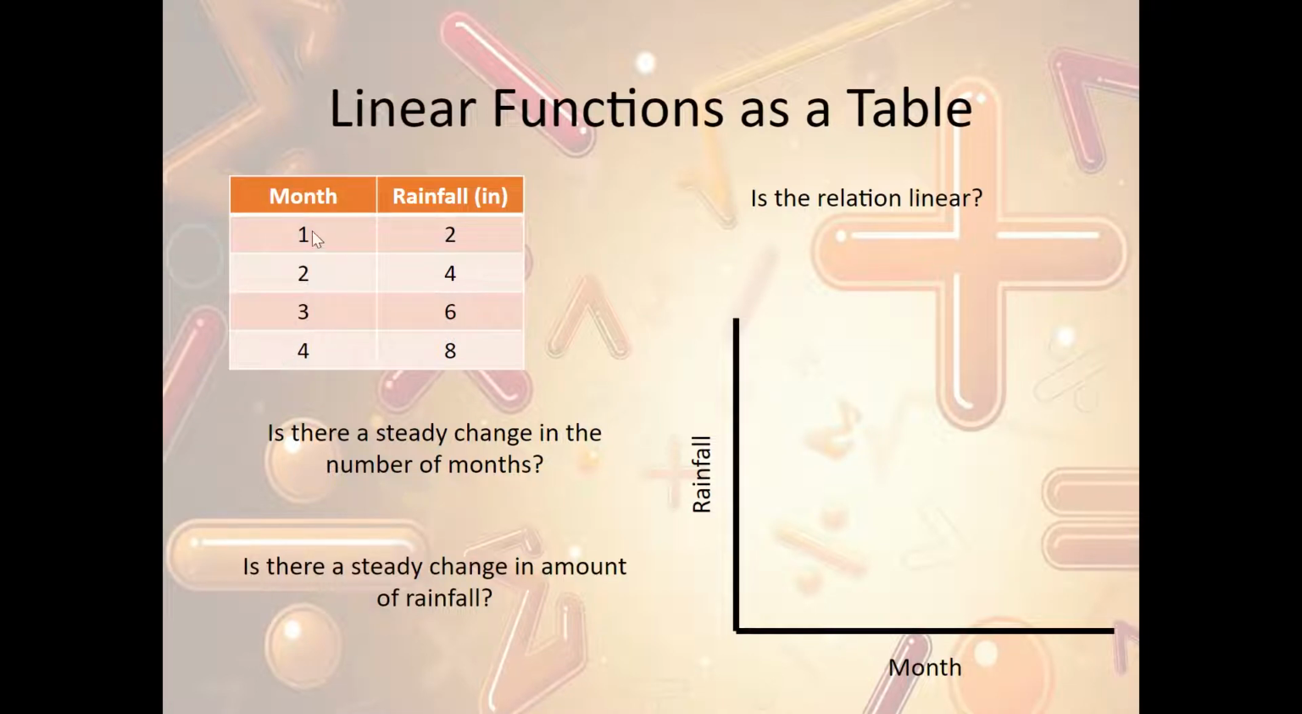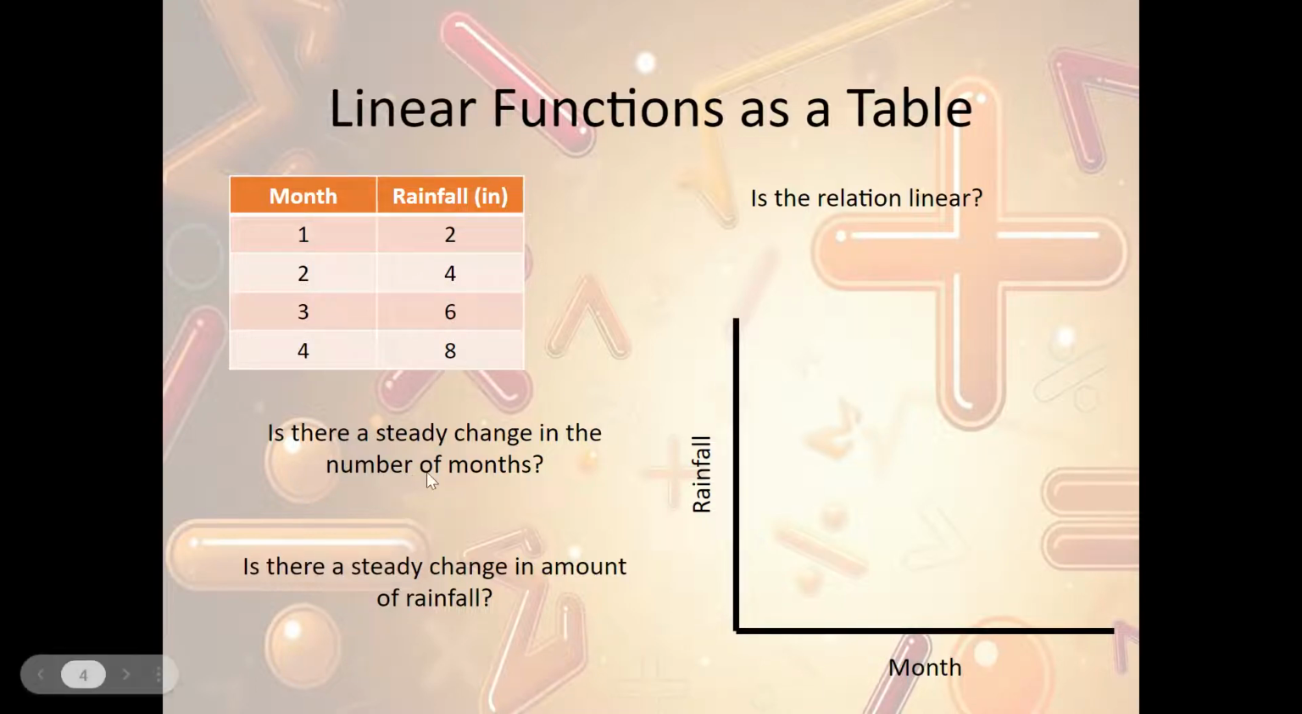linear. So for instance, we have 1, 2, 3, 4. So we can see that there is a consistent pattern, and the pattern is that we're adding by 1. So that's addition. So now if we look at this side, we have 2, 4, 6, 8. Again, consistent pattern, addition by 2.